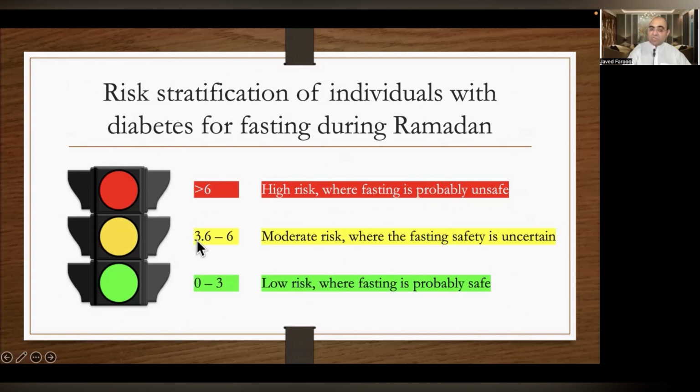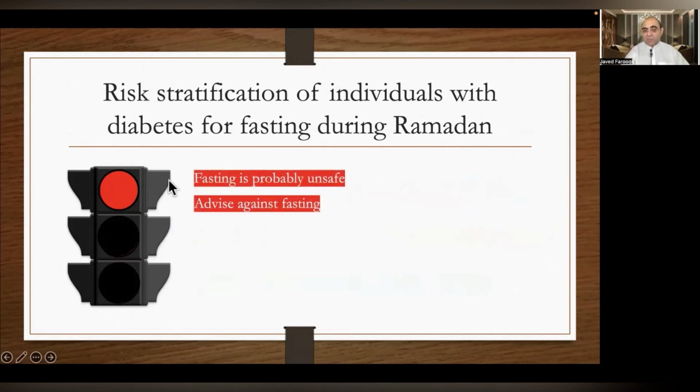And when the score is between 3.6 to 6, just like the yellow color, he or she is in moderate risk and where the fasting safety is uncertain. When the score is 0 to 3 or less than that, then the patient is in the low risk where fasting is probably safe. So if a patient has got more than 6 score and he is in the high risk, so fasting is probably unsafe, and you advise that patient against fasting.